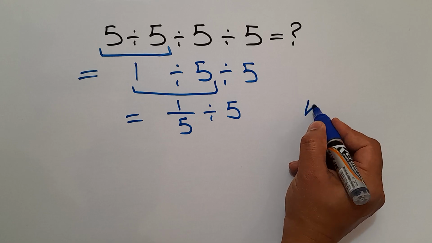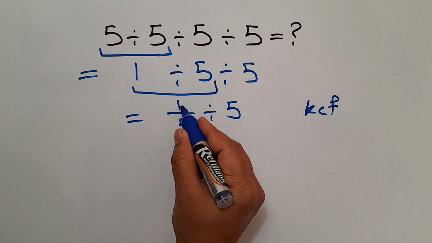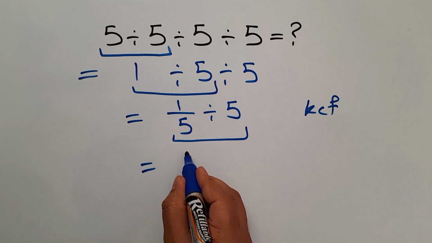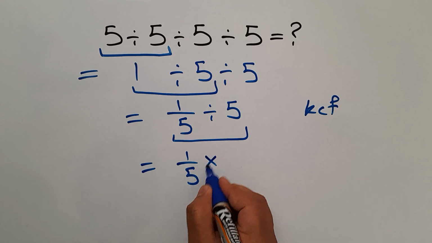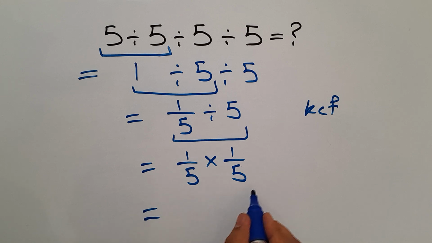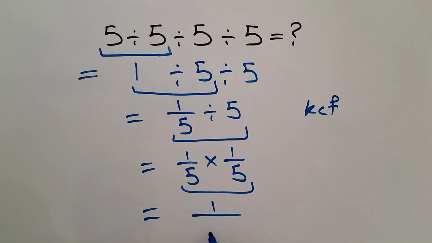According to the KCF rule, 1 over 5 divided by 5 can be written as 1 over 5 times 1 over 5. And this is equal to 1 over 5 times 5, which equals 25. So our final answer to this problem is just 1 over 25.